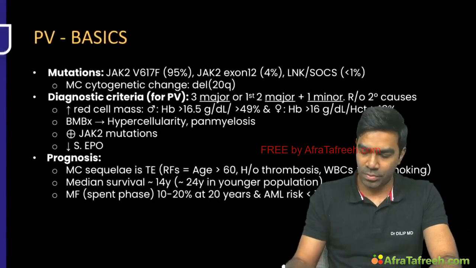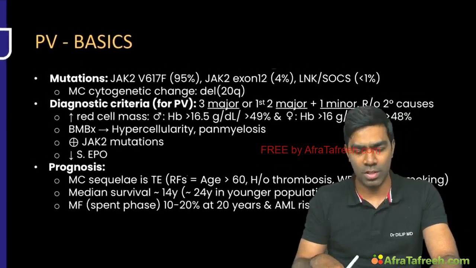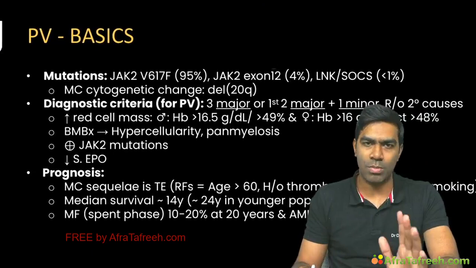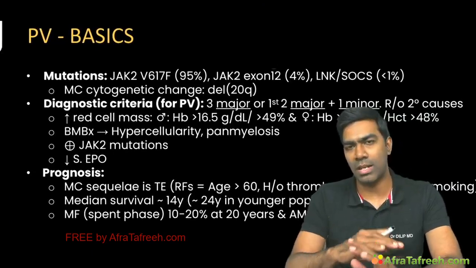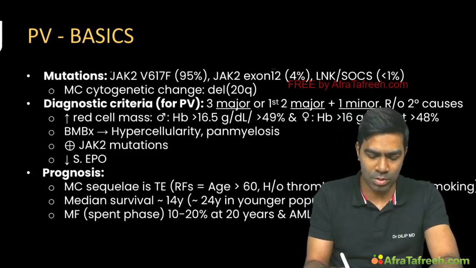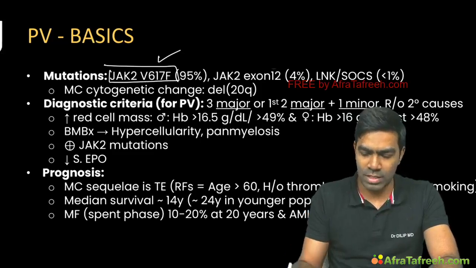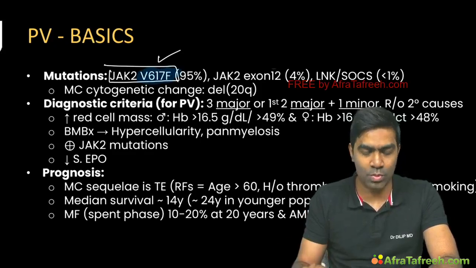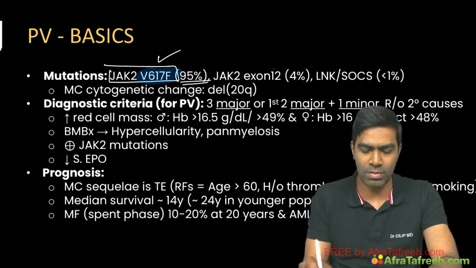Coming to the molecular analysis, what are the mutations that you see in the setting of myeloproliferative neoplasms apart from CML? The most important, the most common mutation in any myeloproliferative neoplasm apart from CML is going to be the JAK2 V617F mutation. Very important point. JAK2 V617F mutation, that's seen in 95% of the patients.